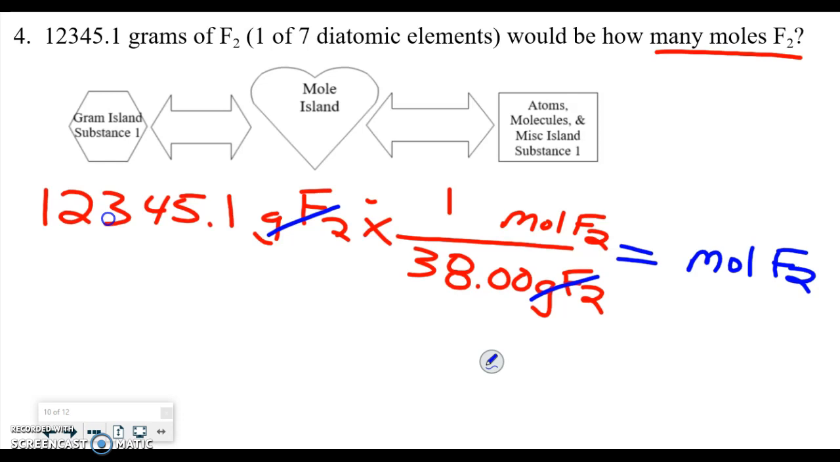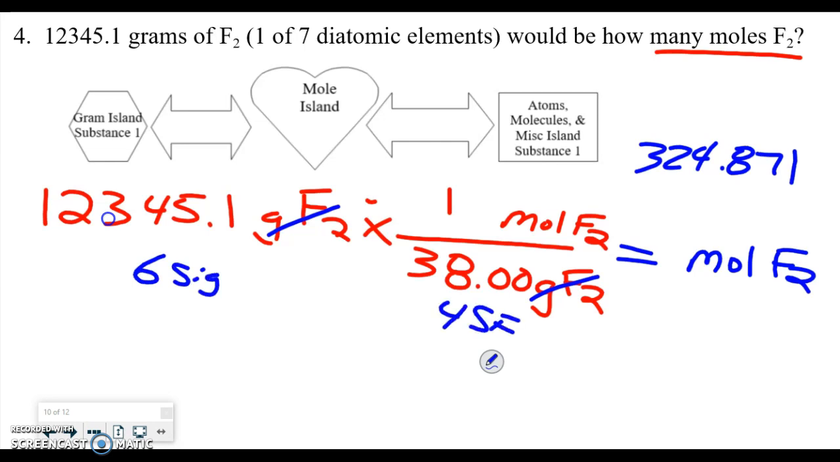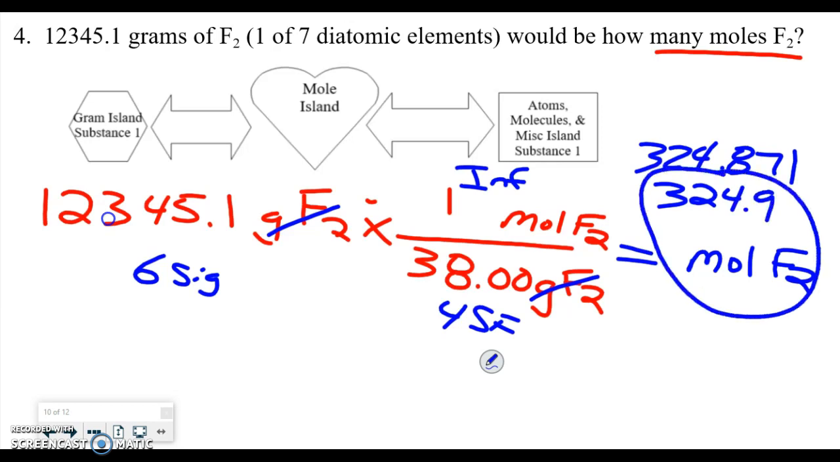We crunch that number on our calculators, and we end up getting 324.871 on our calculator. But this number has 6 sig figs, and this one has 4 sig figs, and this one has infinite sig figs. So our answer should have 4 sig figs in it. So our answer will be 324.9 moles of F2.